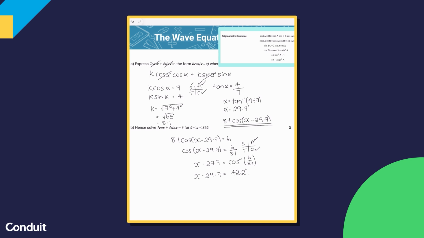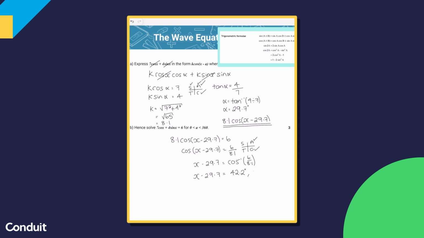So that means in addition to that 42.2 degrees, I also have to subtract that from 360 to find my second value, keeping in mind that we're looking for within the range 0 and 360, so 317.8. Now that is for x minus 29.7. We want x on its own. So to do that, we're going to add that 29.7 to both our values, meaning our final answer is going to be 71.9 degrees and 347.5 degrees.